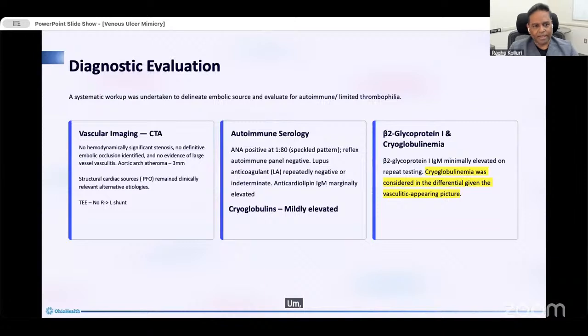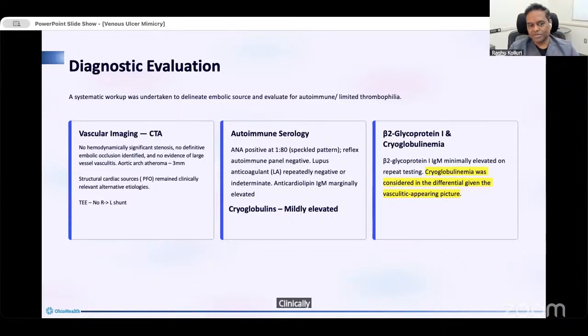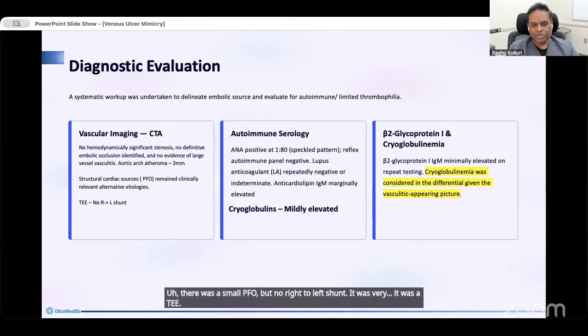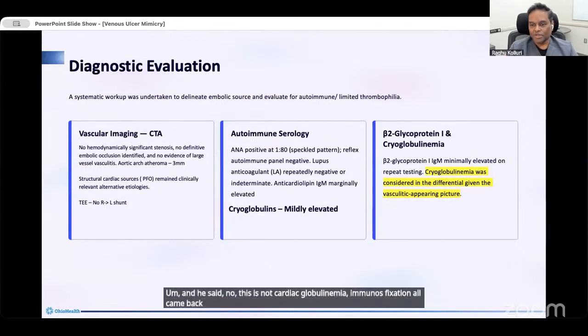So I did a CTA. Nothing much showed other than that small atheroma of 3 millimeters. Clinically relevant alternative etiologies were ruled out. There was a small PFO, but no right to left shunt. It was a TEE that we did. Again, cryoglobulins were mildly elevated, but ANA was positive. And then I referred to one of my favorite hematologists, very academic. And he said, "Nah, this is not cryoglobulinemia. Immunofixation all came back negative."